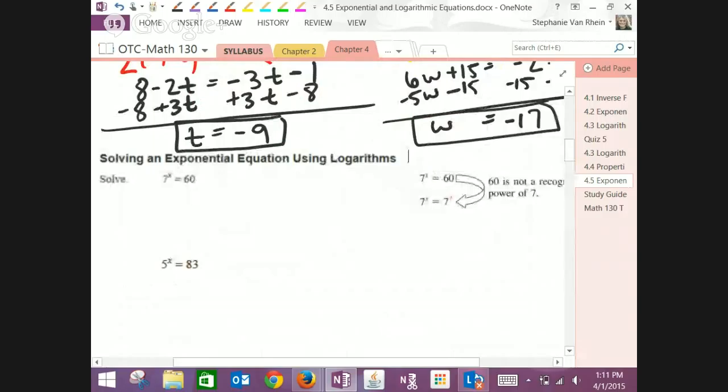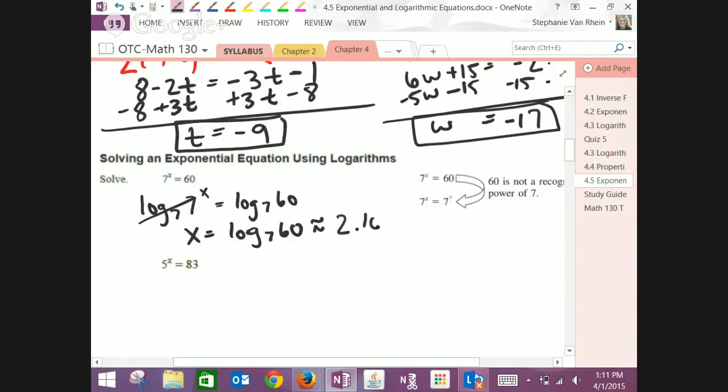So if I have 7 to the x equals 60, if I take log base 7 of both sides, right? Log base 7 of 7 to the x equals log base 7 of 60. This is going to tell me x equals log base 7 of 60, which I can plug in my calculator and get 2.1040. That is what x equals. That's the answer. And you can check your work by plugging it into the equation.